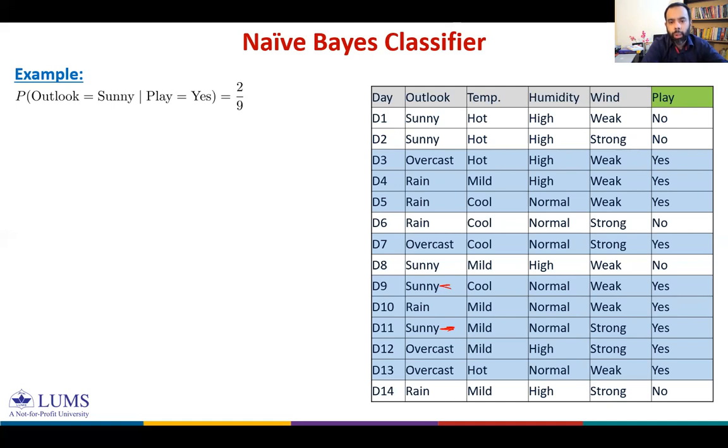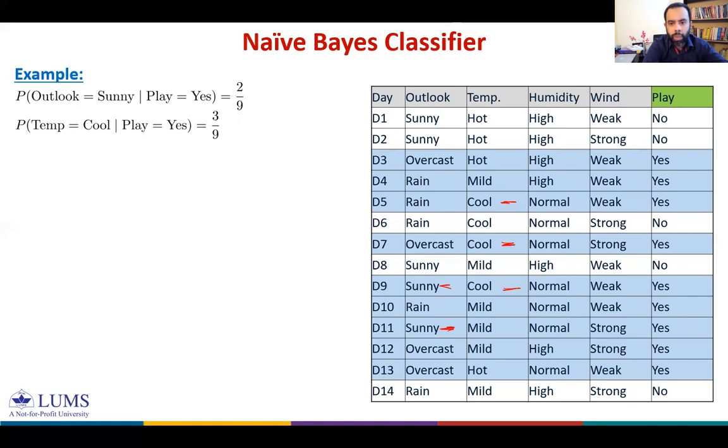Similarly, the probability when temperature is equal to cool given play is equal to yes, so we have, this is cool, this is cool, 2 and 3 instances, so 3 out of 9. So given play is equal to yes, the total would be 9, and out of 9, in 3 instances we have temperature is equal to cool.